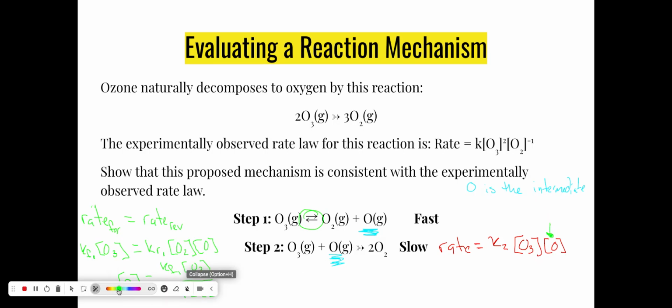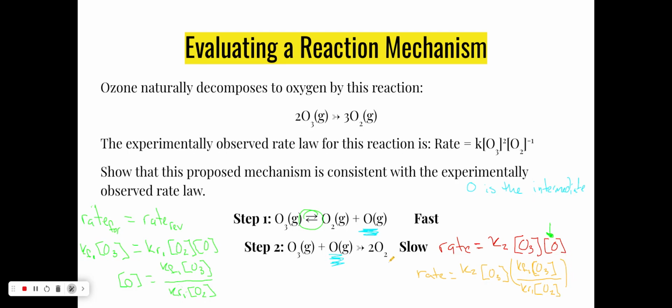When we do that, we get the rate is equal to K2 times the concentration of O3 times Kf1, the rate constant of the forward, times the concentration of O3, over Kr1, the rate constant of the reverse, times the concentration of O2.